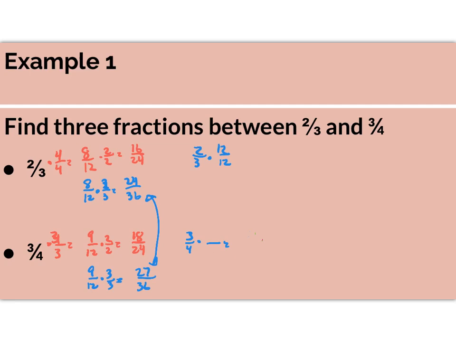All right, we multiply by 9 over 9. We get 24 over 36 here. We get 27 over 36 here. So let's find three fractions. We got 25 over 36, 26 over 36, and on the previous page, we found 17 over 24. So you can just keep multiplying fractions until you get something.